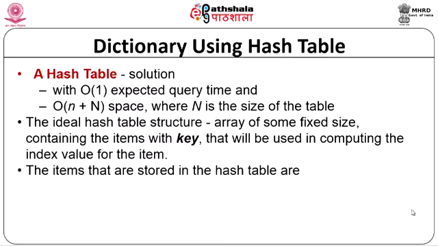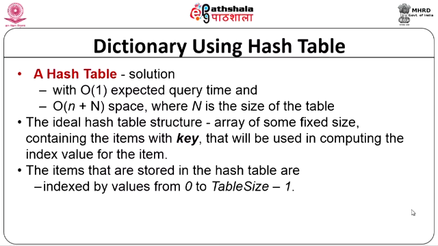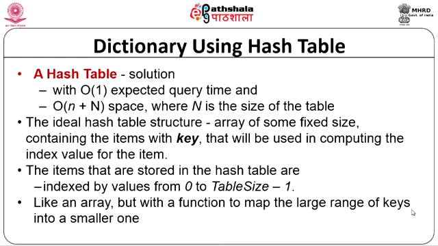The items are stored in a hash table and they are indexed by values from 0 to table size minus 1. So, the table size is important, and depending upon the size of the table, the items will be indexed to one of the entries in the table from 0 to table size minus 1, and the index will take you to that. It is similar to an array, but with a function to map the large range of keys to a smaller range, which is nothing but the table size. So, that is the dictionary using a hash table.